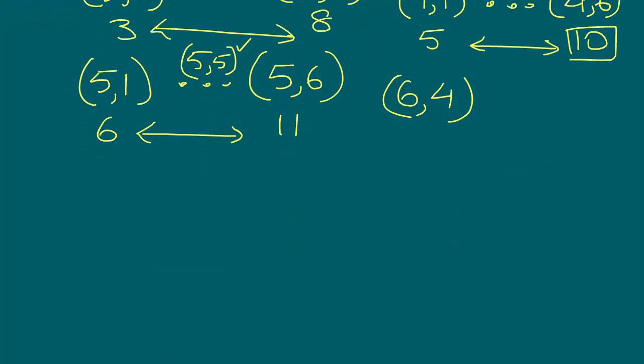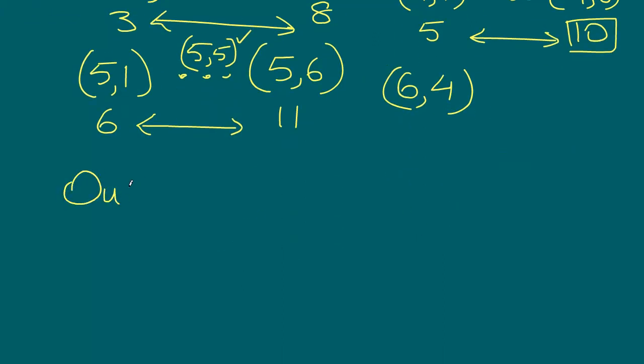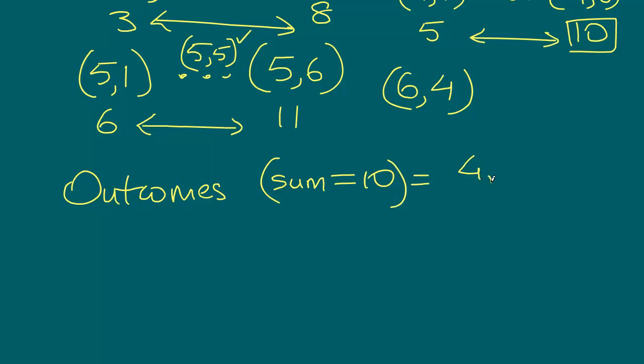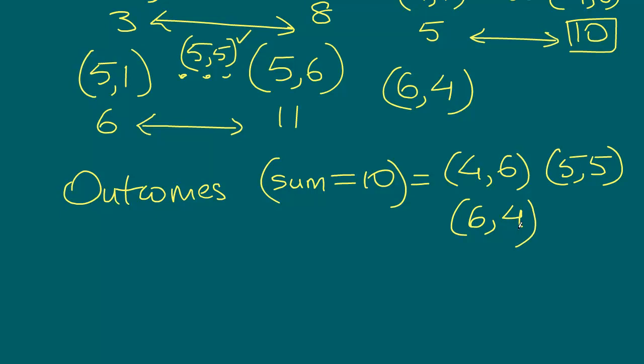So the outcomes, let's write it over here. The outcomes which are favorable to the event sum equals 10. What are the outcomes? We saw them: they are 4, 6, they are 5, 5, and they are 6, 4. That means there are 3 outcomes, right?